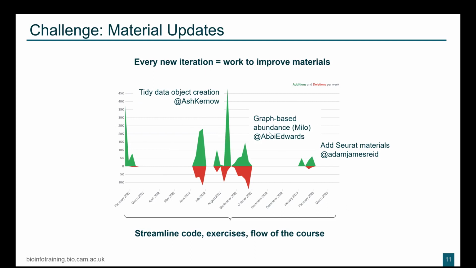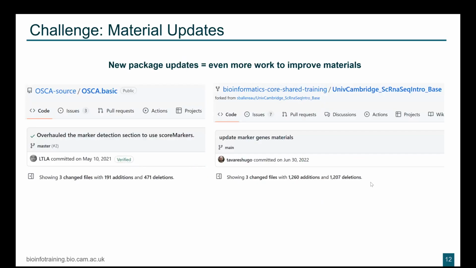And then occasionally there are additions, either in managing the object creation for the workshop or adding new sections. Recently Abby added graph-based abundance analysis for the differential abundance section using Milo. And recently Adam added some CRAT materials as well, to have this parallel: if you prefer to use CRAT, here's the translation. And the other thing is, even though the field is stabilizing a bit, there are still quite a lot of changes sometimes.